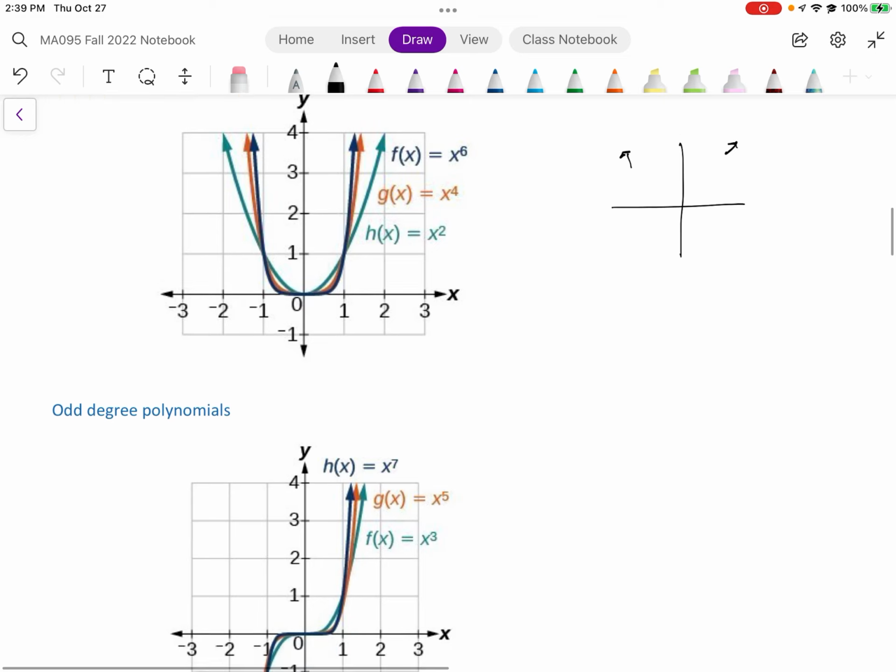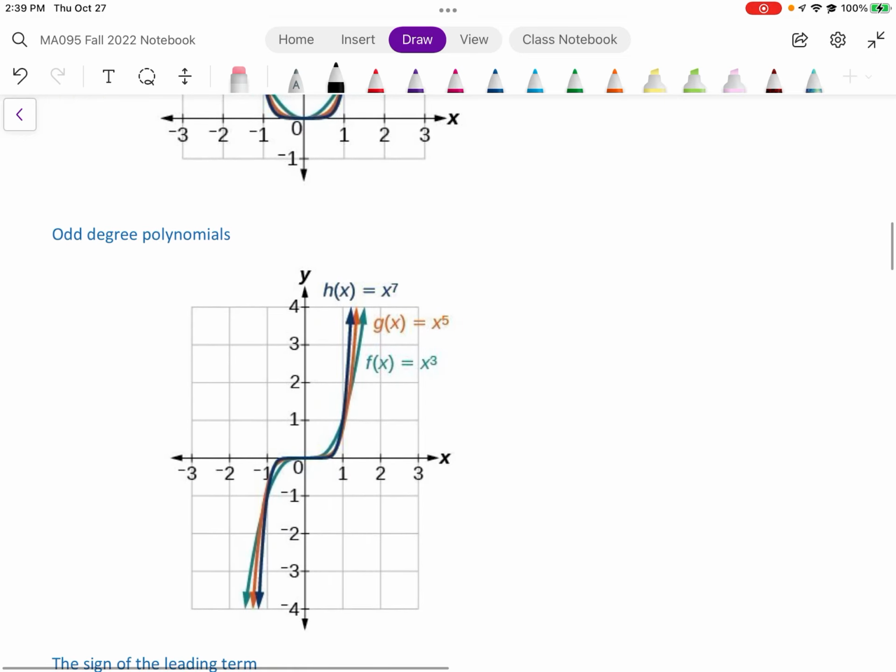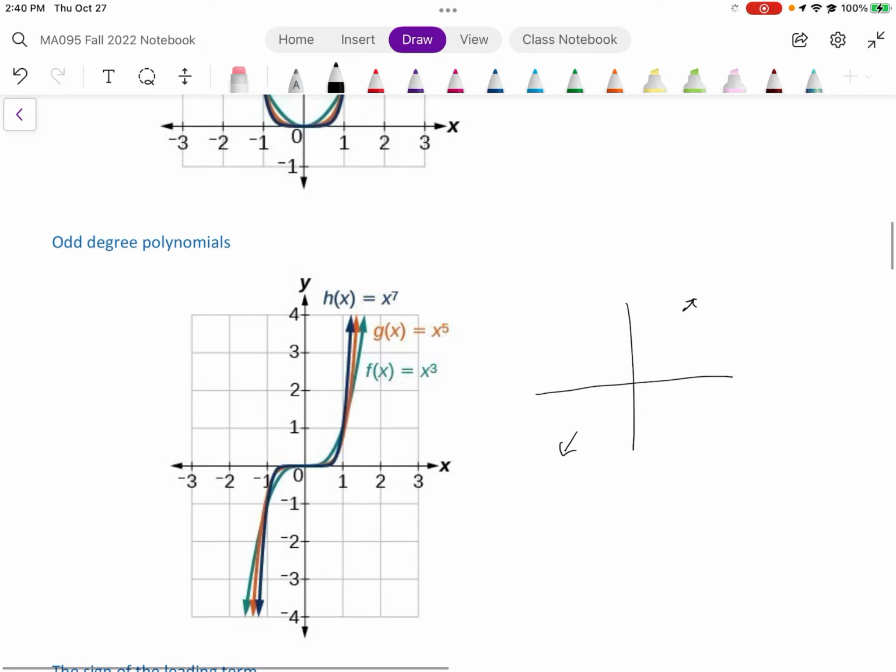All right, what if it's an odd degree though? An odd degree. Look at what happens with an odd degree. So the teal one is the cubed, the orange one is the 5th, the dark blue one is the 7th. You can see their shapes are very similar, and their ends are doing this. Okay, so the right side is going up, and the left side is going down. Okay, so odd degrees go in opposite directions.